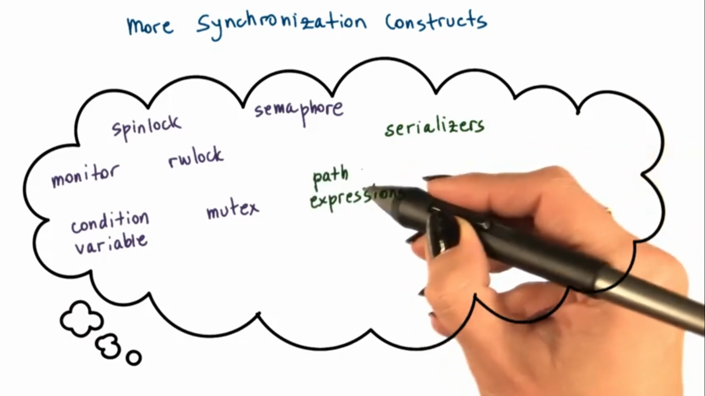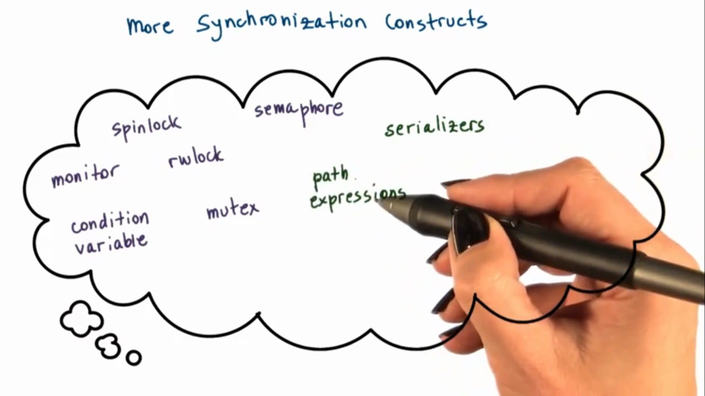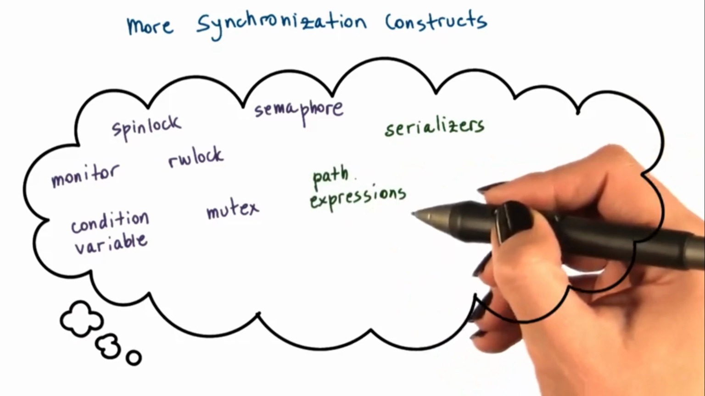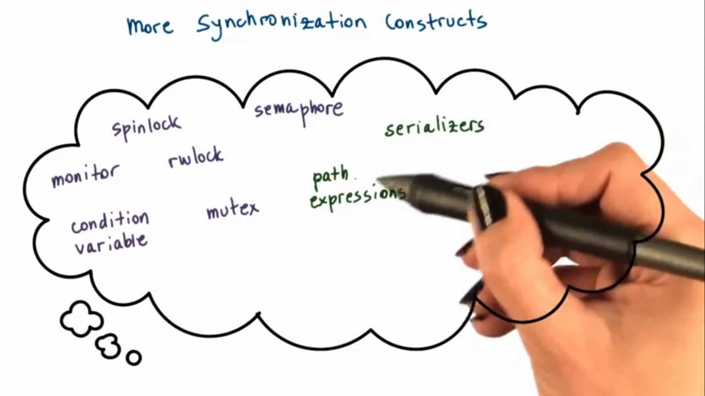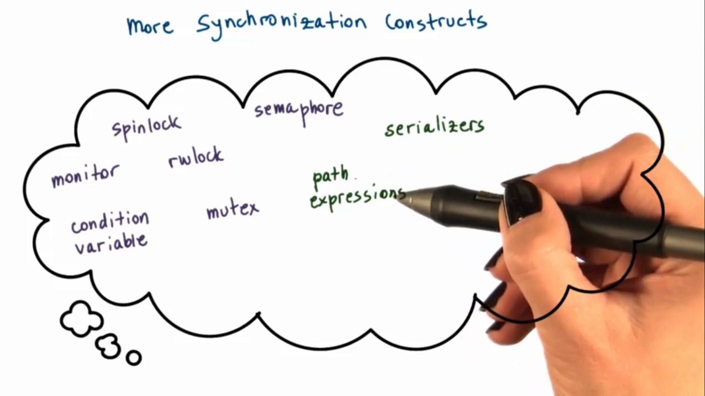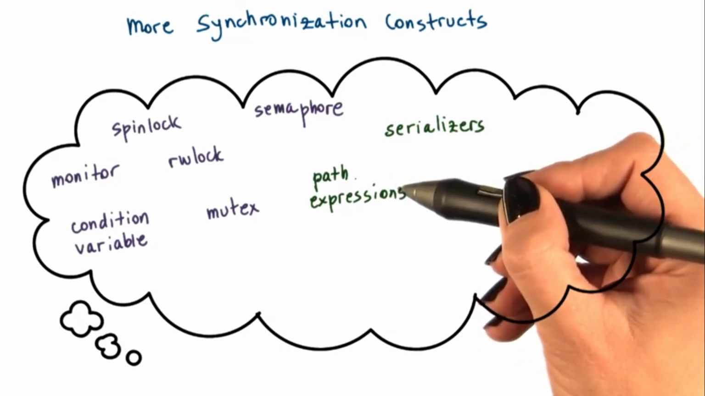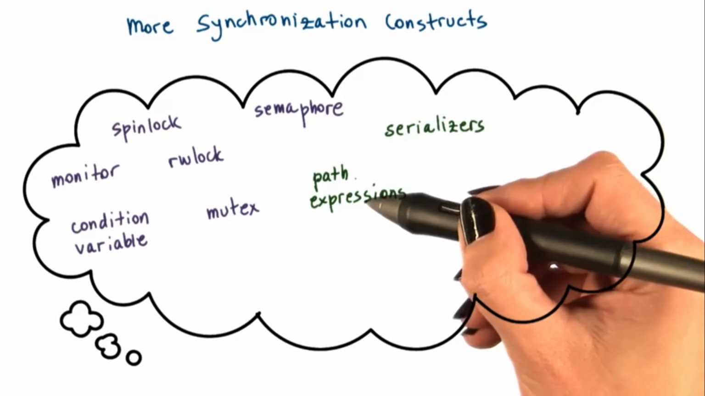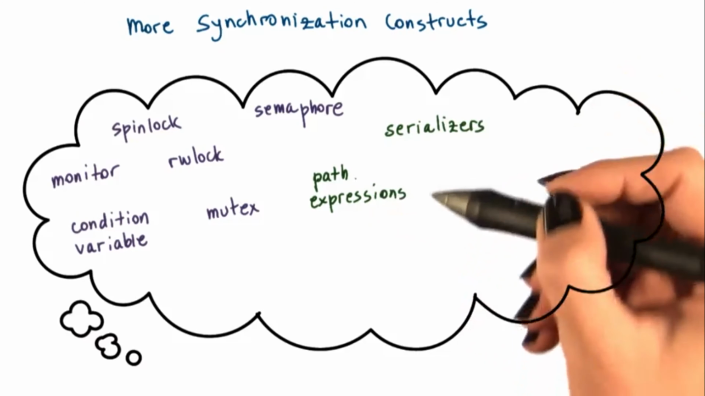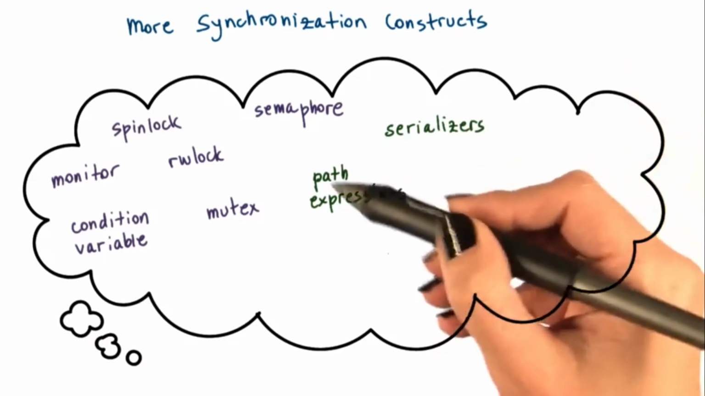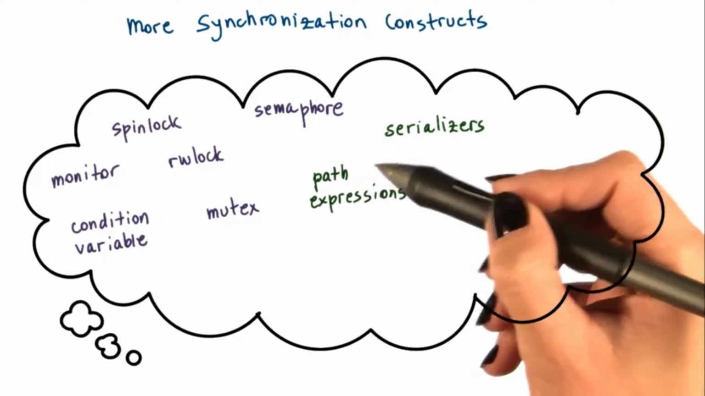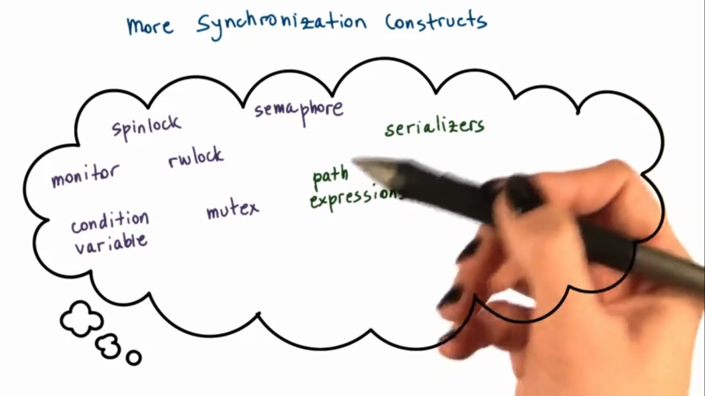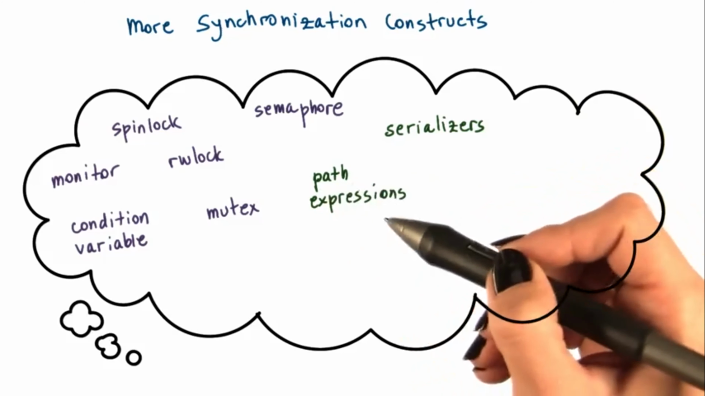Others, like path expressions, require that a programmer specify the regular expression that captures the correct synchronization behavior. So as opposed to using locks or other constructs, the programmer would specify something like many reads or a single write. And the runtime will make sure that the way the operations that are accessing the shared resource are interleaved satisfies that particular regular expression.